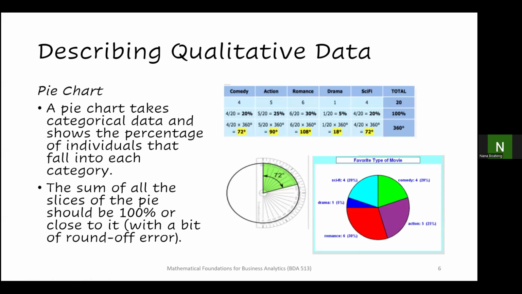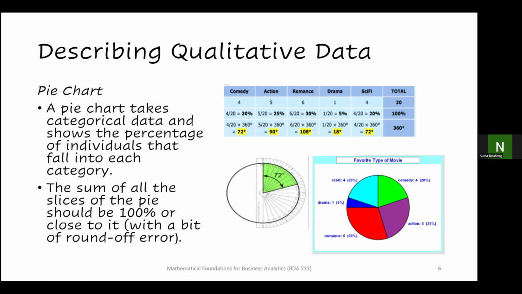A pie chart takes the categorical data and shows the percentage of individuals that fall into each category. Let's say on your right, you have comedy, action, in terms of movies: comedy, action, romance, drama, sci-fi. Each of these categories has some number of movies, giving us 20 movies. If you want to calculate the percentage of each group, let's say comedy appears 4 times.